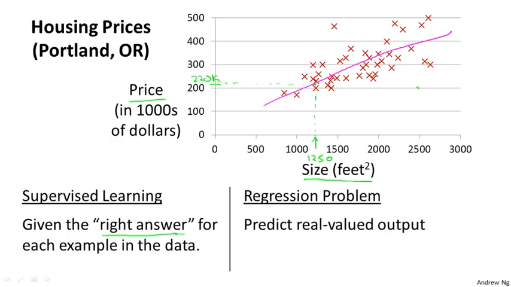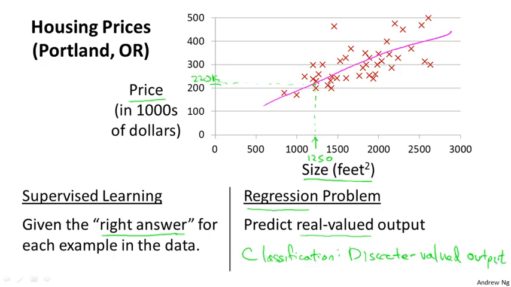And moreover, this is an example of a regression problem, where the term regression refers to the fact that we're predicting a real valued output, namely the price. And just to remind you, the other most common type of supervised learning problem is called a classification problem, where we predict discrete valued outputs, such as if we are looking at cancer tumors and trying to decide if a tumor is malignant or benign. So there's a 0-1 value discrete output.